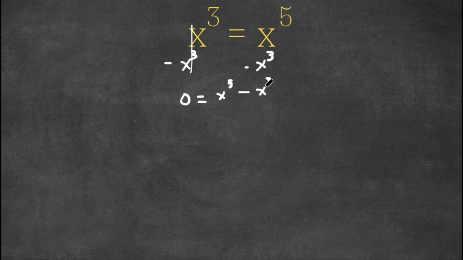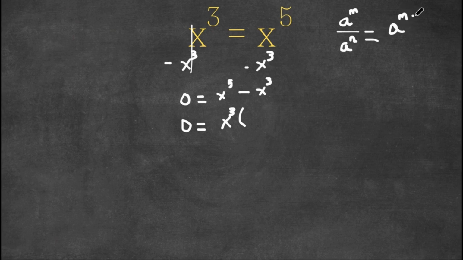So now what we're going to do is we're actually going to factor out x to the power of 3 from this, because that is the greatest common factor of these two terms. So we have 0 equals x to the power of 3 times, well, what's x to the power of 5 divided by x to the power of 3? Well, an important property of exponents is that a to the power of m over a to the power of n is equal to a to the power of m minus n.